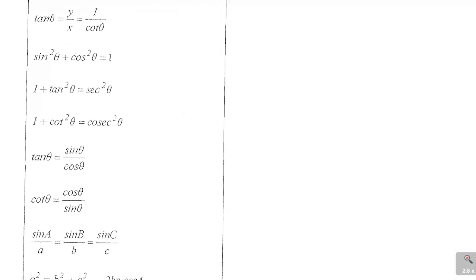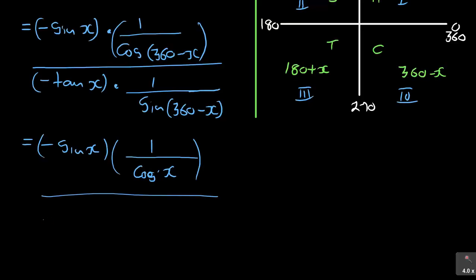Remember, tan is sin theta over cos theta, so I need to convert tan there. So I will have here minus sin x over cos x, that is my tan, and then at the bottom it's times sin(360 minus x). I'm supposed to use x, not theta. This is supposed to be x. Alright, so this is x, this is x.